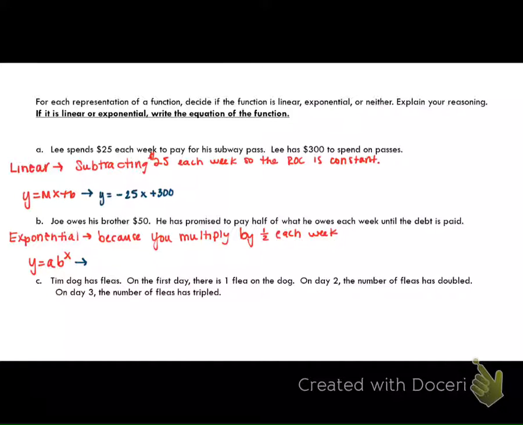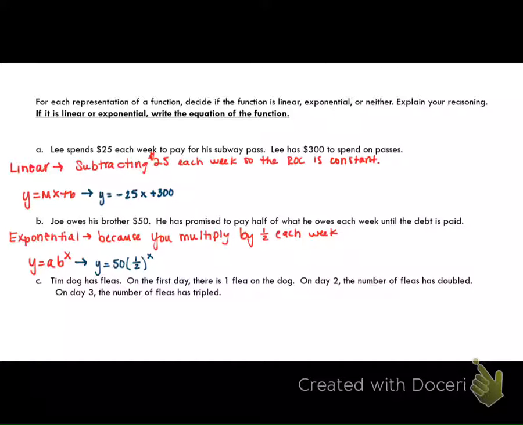Okay, Alexis, give me my equation. When you're ready, you can keep writing. Very good. So he starts with $50 that he owes his brother, and his decay factor is 1/2.